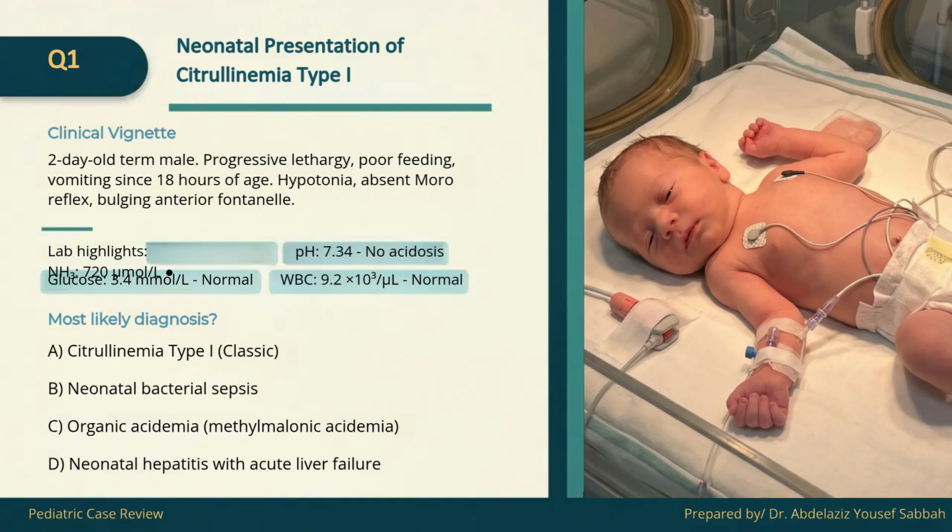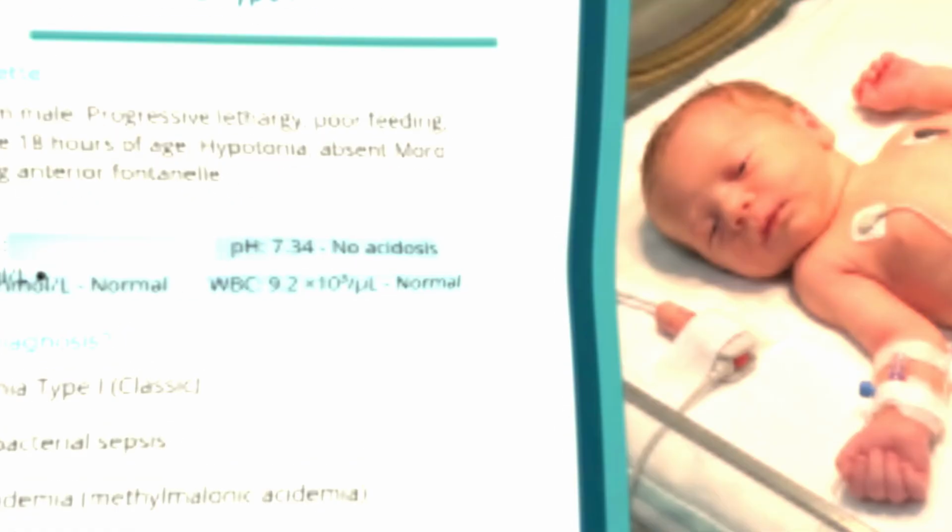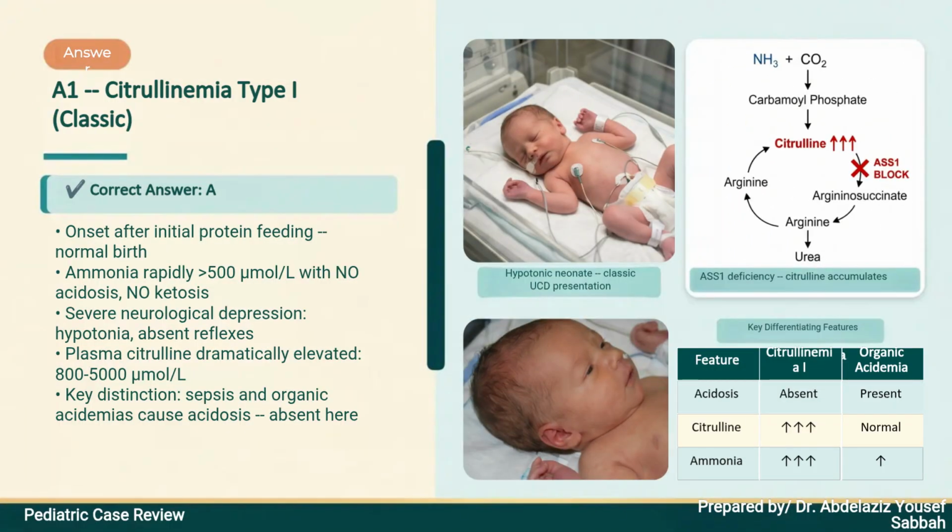Option A, citrullinemia type 1, classic form. Option B, neonatal bacterial sepsis. Option C, organic acidemia, such as methylmalonic acidemia. Option D, neonatal hepatitis with acute liver failure. The correct answer is option A, citrullinemia type 1, the classic form.